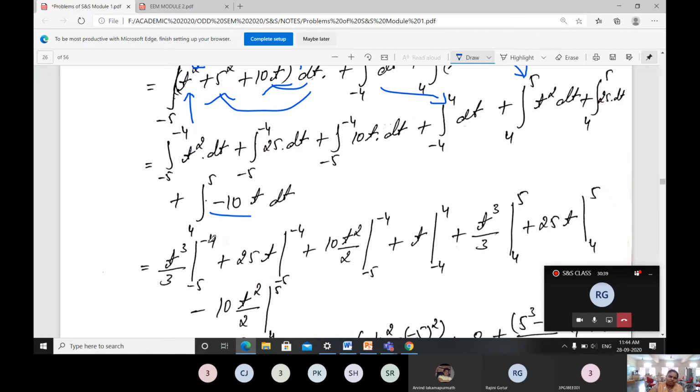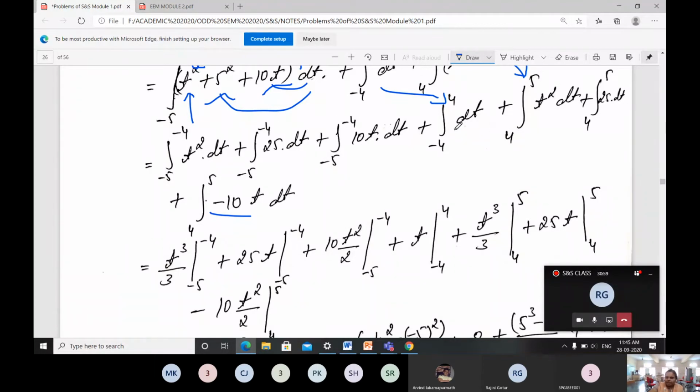Apply the limit minus 5 to plus 4. Then plus 25. Integration of 1 is nothing but t only, so the limit is minus 5 to minus 4. Then 10t means 10t square divided by 2, so with the limit minus 5 to minus 4.